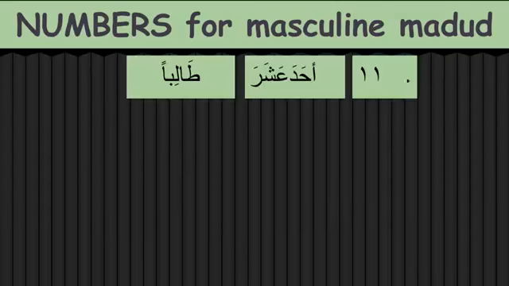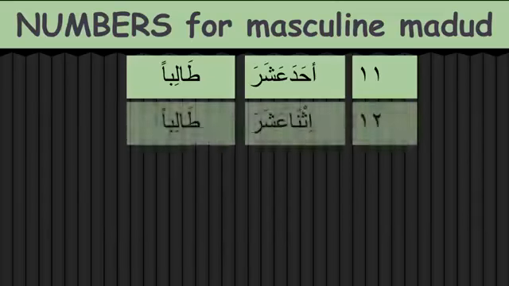For example, if we say 11, everything will be in the same group. It's the same like us, when we are 11 or 12 years old, the boys try to be with boys and the girls try to be with girls. So same thing here, everything will be of the same group. 11, 12: ahada ashara taliban, ithna ashara taliban.